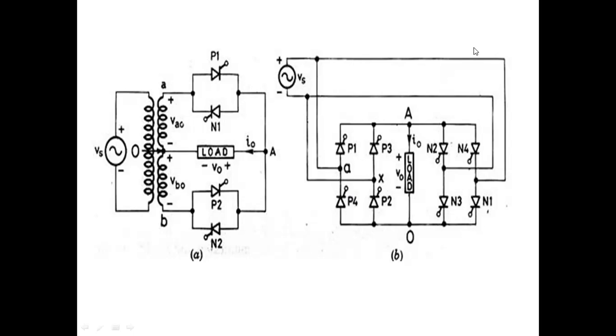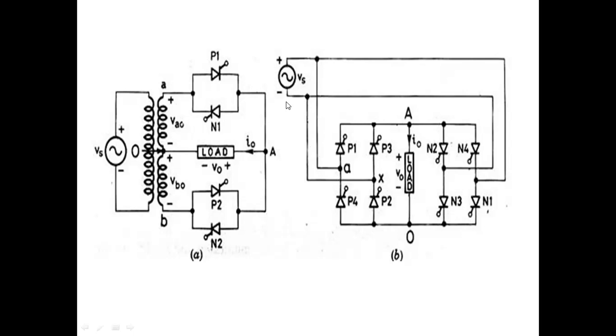Same positive terminal is connected here, in between N1 and N4. See the circuit. This positive terminal is connected in between P1 P4, point A. Here this is point A, N1 N4. Same positive terminal is connected here also in between N1 and N4. Now come to the negative terminal. The negative terminal is connected in between P2 and P3.